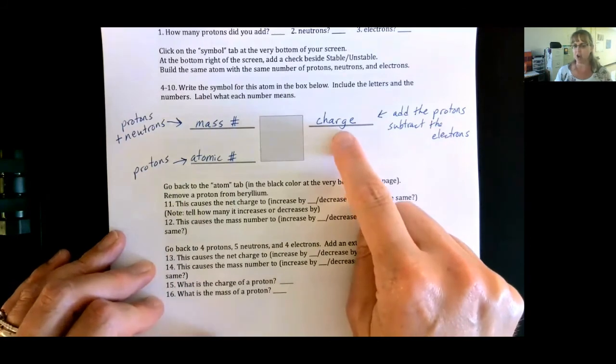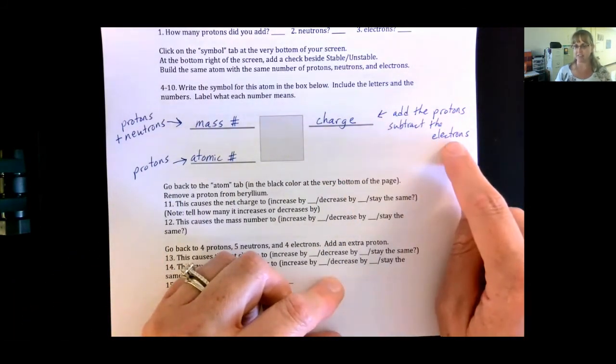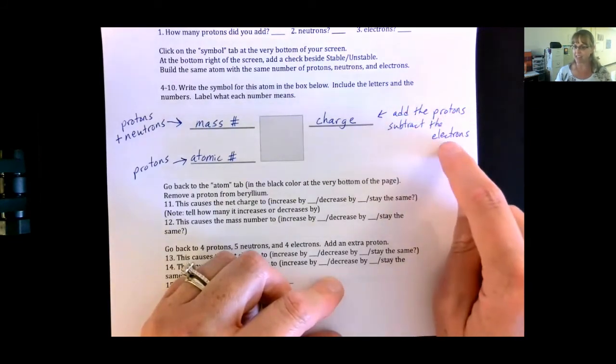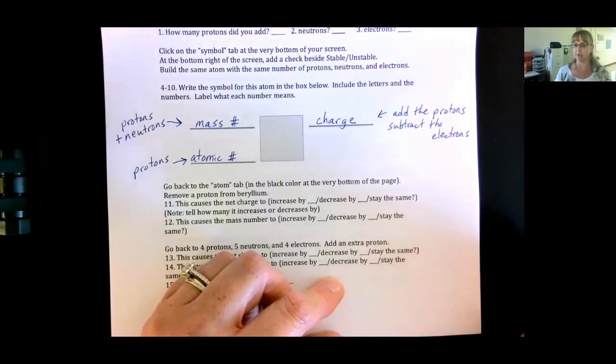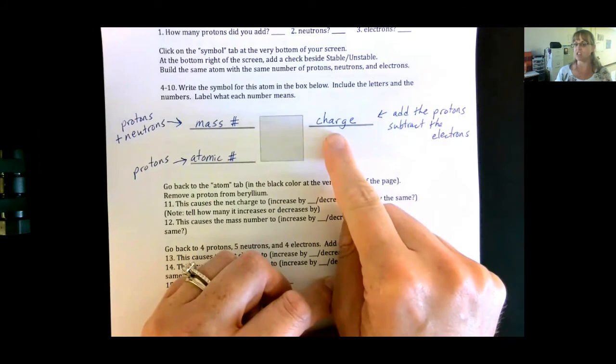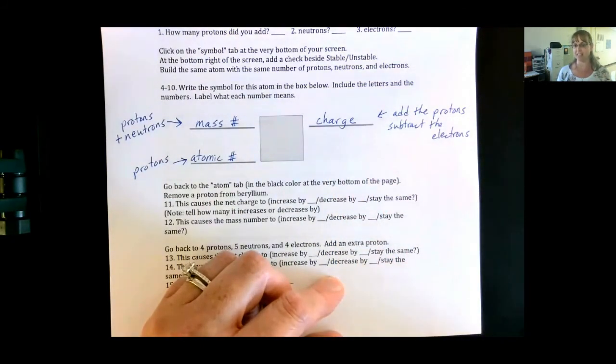So how do you find the charge? Well, the protons are positive and the electrons are negative. So add the positive protons and subtract the negative electrons, and you will have the charge. For example, if you have 5 protons, add 5, and you have 4 electrons, subtract 4. 5 minus 4 gives you 1. So that would be a charge of positive 1, because you have an extra positive proton and 1 fewer negative electron.